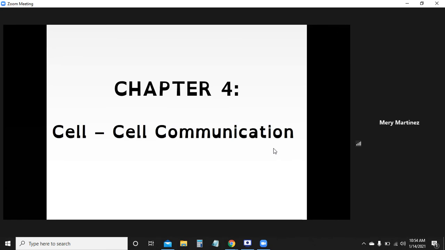Chapter 4 talks about cell-to-cell communication. So right now we ended up with how we can specify some cells, but then we need to talk also about how these cells communicate, right? So how we can determine the fate of these cells.